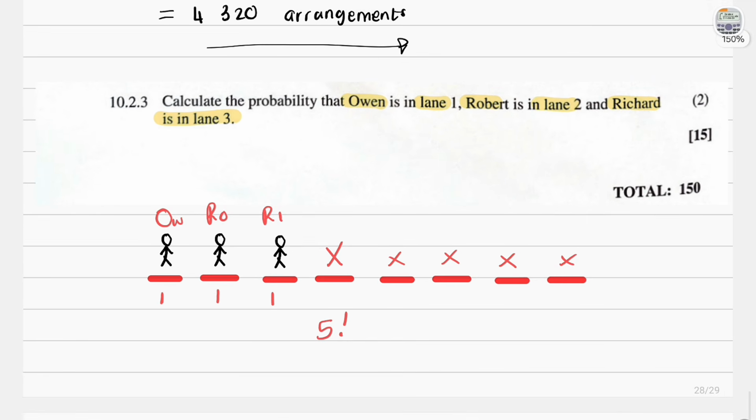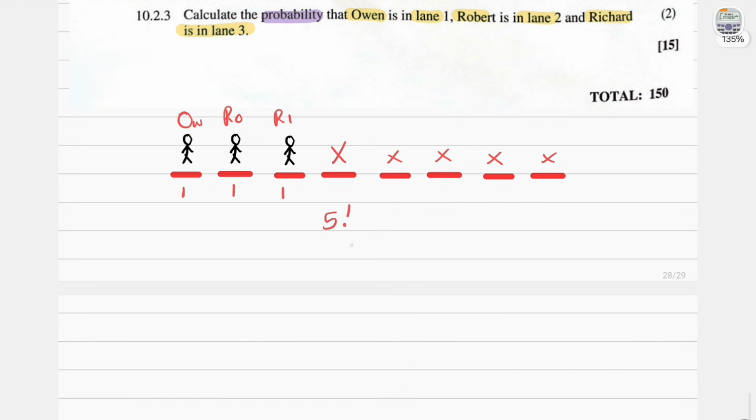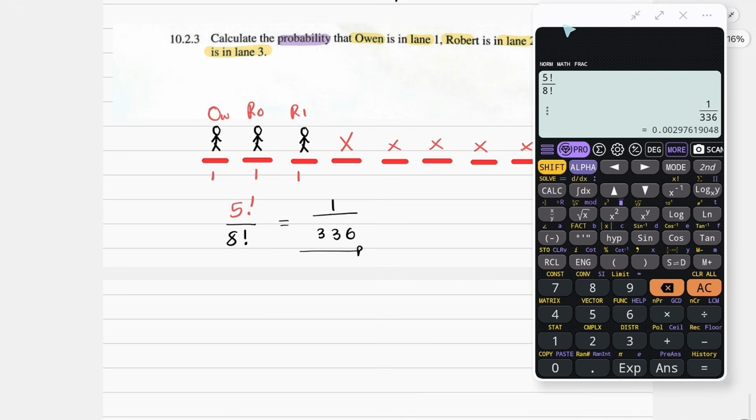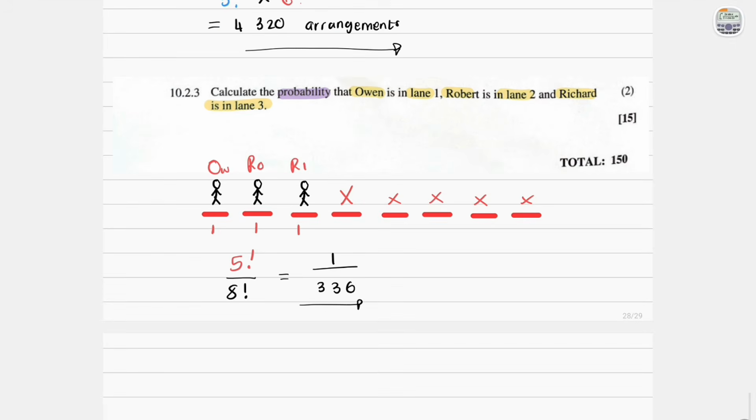Let's just check. They specifically said they want the probability. So the probability would be 5 factorial over the total ways they can stand if there was no restriction. That was 8 factorial since we have 8 different positions. So what is 5 factorial over 8 factorial? That would be our answer, and that is 1 over 336 as a fraction. And that is it for question 10.